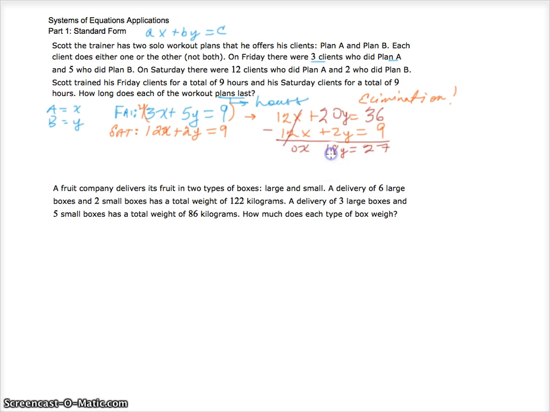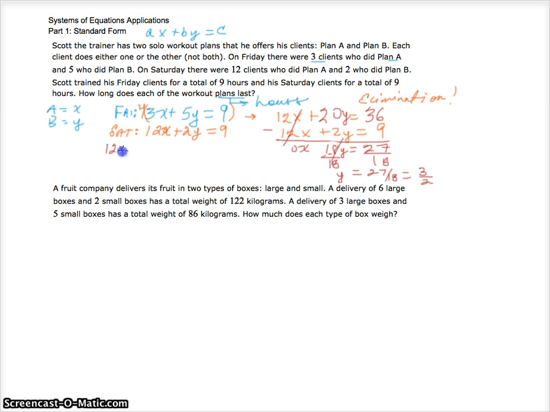Now we're going to divide both sides by 18. And y equals 27 over 18, which reduces to 3 over 2, which we can also think of as 1.5, but we'll leave it as 3 over 2 for purposes of solving the equation. So since y equals 3 over 2, I'm going to plug that into one of my equations. I'm going to plug it into Saturday.